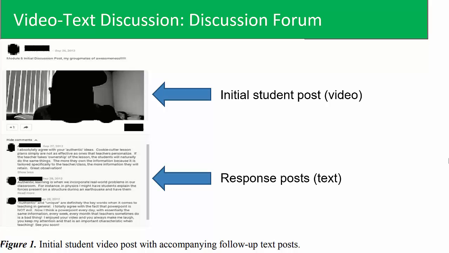This example shows an asynchronous discussion in which the initial post is a student video of some kind with text responses from classmates. The student image and names are blacked out for privacy. Kaltura can be used for the video with the discussion board tool to organize the text responses.